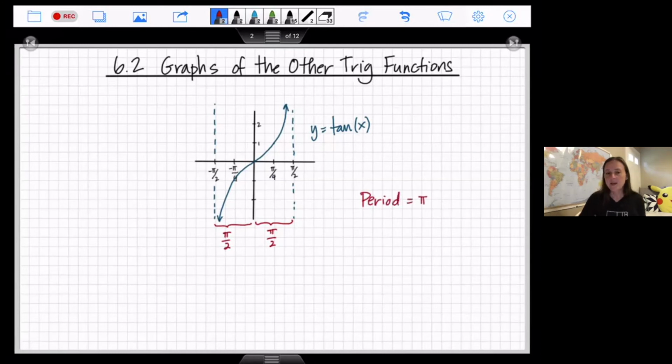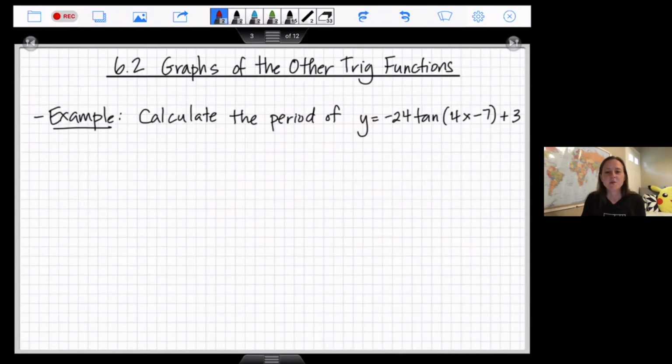And then if you have a coefficient on the x on the inside, so if you have tangent of bx, I think we had b as the coefficient for our sine and cosine. For sine and cosine, we would say the period is 2 pi divided by b, because 2 pi was the original period. For tangent, this would have the period of pi over b, whatever that number is.